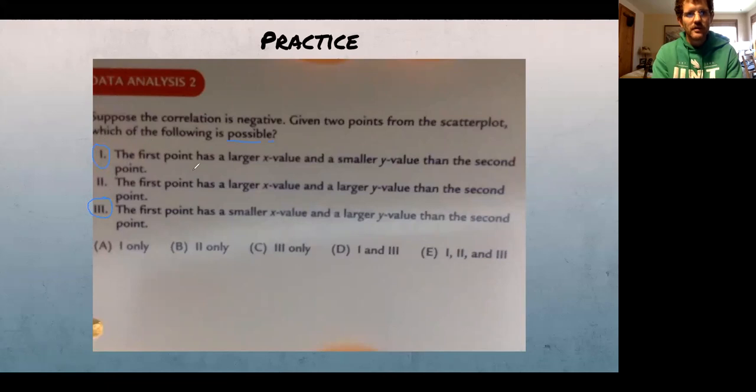The first point has larger, okay, well, sorry, before I read that, the correlation is negative. Okay, so the first point has a larger X value and smaller Y value than the second point. So this makes sense from an idea of a negative correlation. So if you got your negative correlation, if you've got your first point down here and your second point up here, well, the first point has a larger X value and smaller Y value. Okay, that fits. The third one has a smaller X value and a larger Y value. So that's right there. That second one, we have to remember, this is a scatter plot.